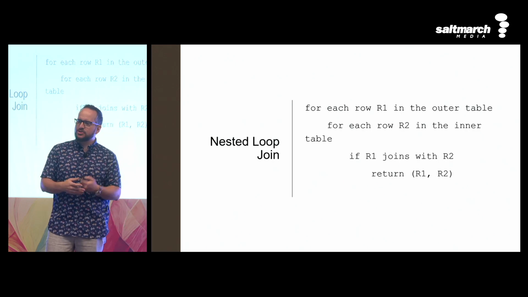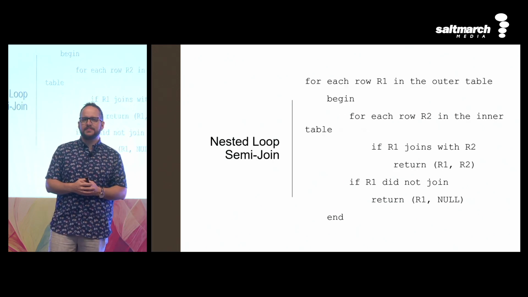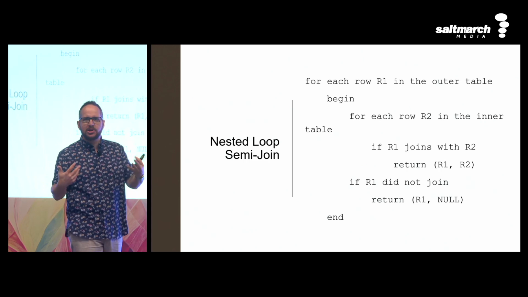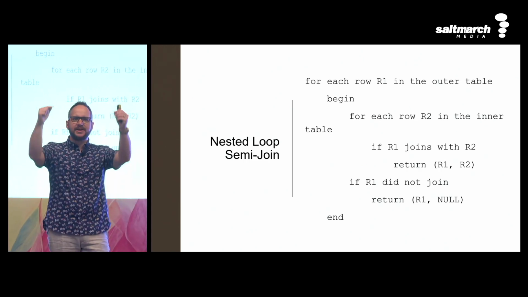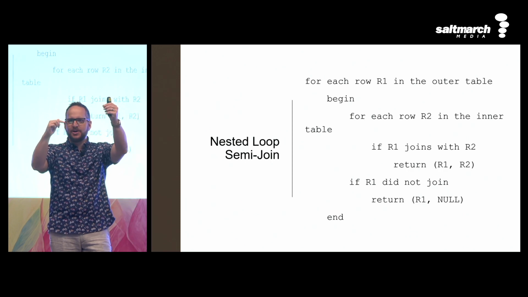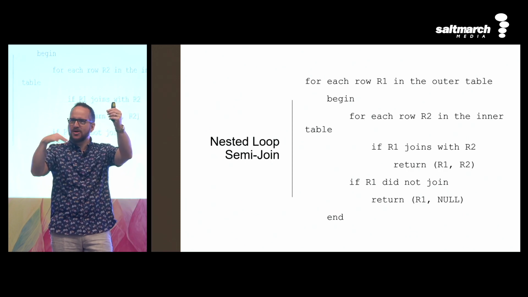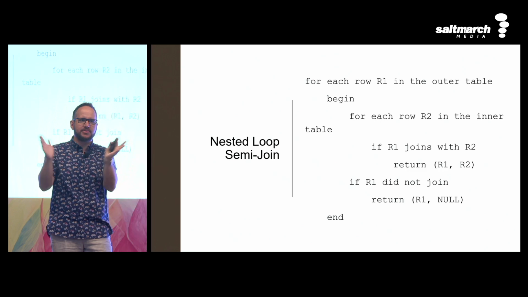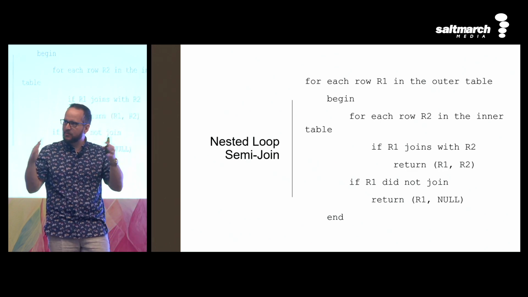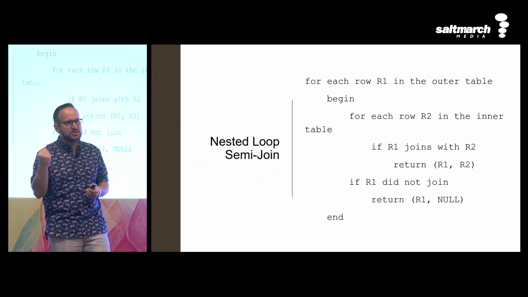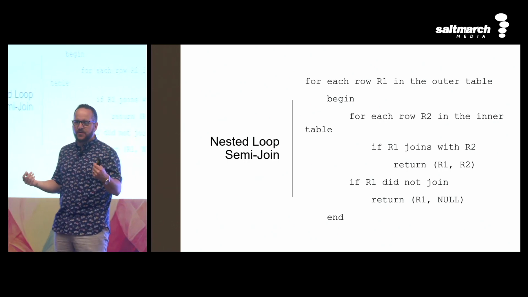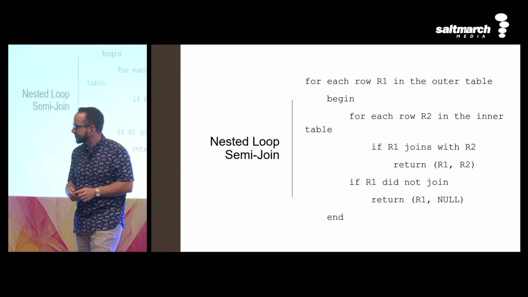So the database engine will do something called a semi-join. And a semi-join is just an early out. If we're testing for existence of a record, then as soon as we find one, we don't have to keep going. As long as there's one, then we've satisfied the condition that we're looking for, and we can move on to the next row. So it's a small optimization for that kind of case.